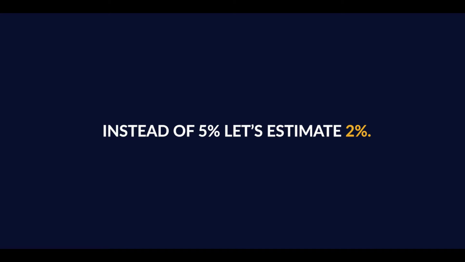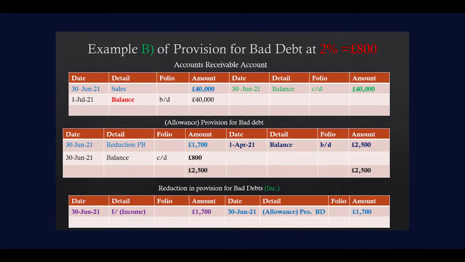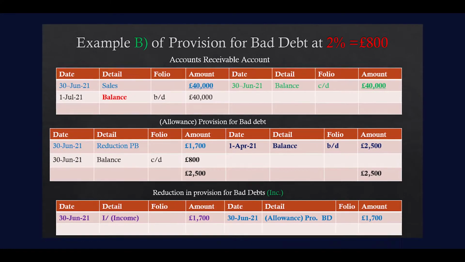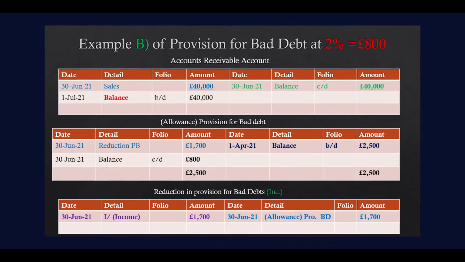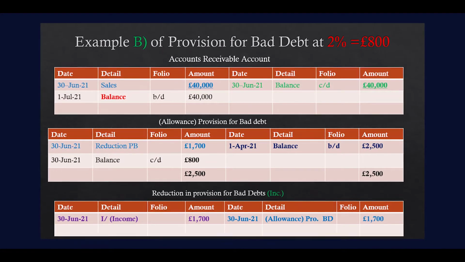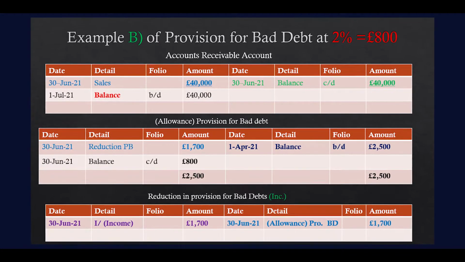Now let's look at another example. Let's say we have a situation where instead of 5%, we're now going to estimate 2% because customers have been paying us regularly. So we say, okay, fine, let's adjust the percentage and not provide for a huge amount. Let's say we have 40,000 in sales in the accounts receivable ledger, and we're going to find 2% of that. So 2% of that works out to be 800. Now, this is how the principle works. Because we provided for 2,500 before, we cannot bring that figure forward. So we now need to adjust that figure.